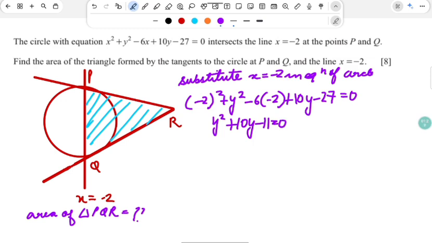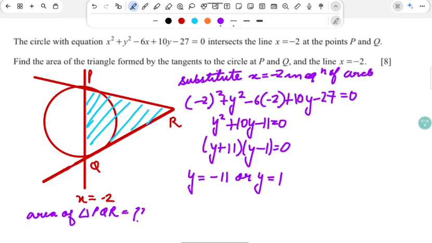Now we can split the middle term and factorize this. So it will be (y + 11)(y − 1) = 0. So from here I'll get y = −11 or y = 1. So basically from here I'll get coordinate of P as (−2, 1) and coordinate of Q will be (−2, −11).